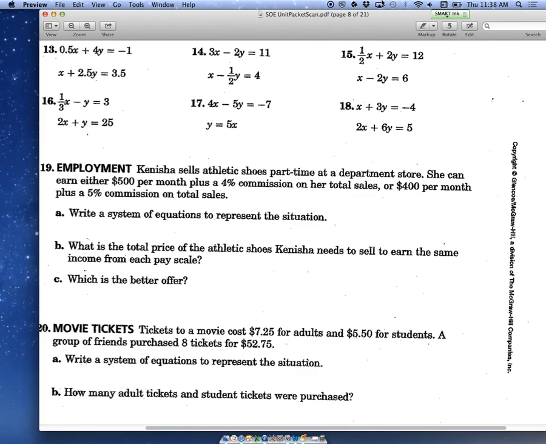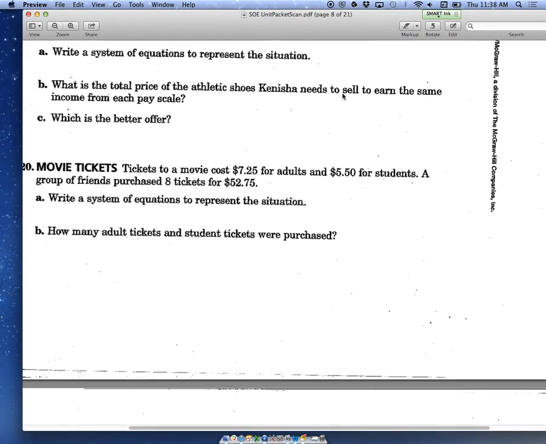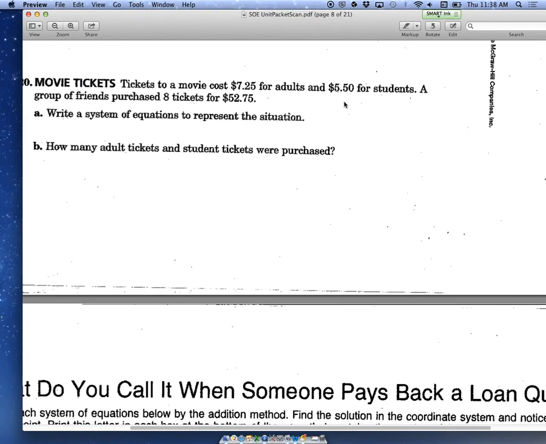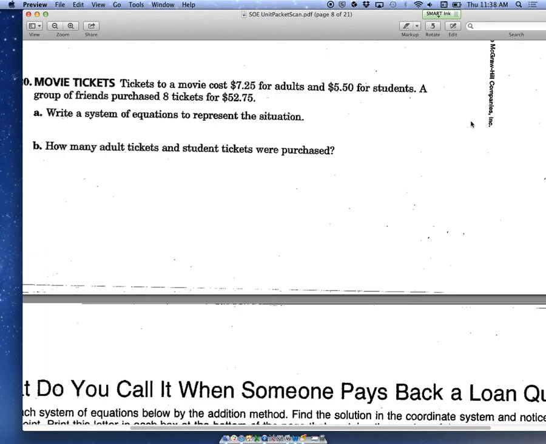And in word problem number 20, these are so easy to do, so much easier to do now that we can use double variables. So tickets to a movie cost $7.25 for adults, $5.50 for students. A group of friends purchased 8 tickets for $52.75. So the way I like to set these up in a double variable world, I have one equation that represents the quantity, and then one equation that represents the value.